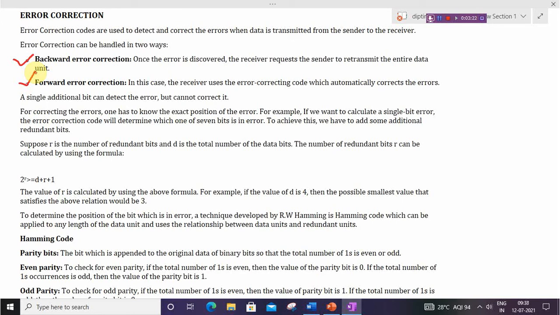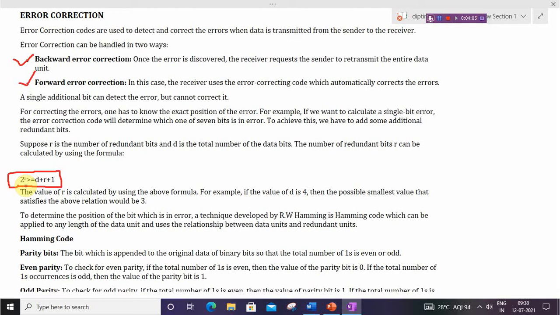Suppose R is the number of redundant bits and D is the total number of data bits. The number of redundant bits R can be calculated by using the formula 2 to the power R is greater than or equal to D plus R plus 1. This is the formula for redundant bits. Here R is the redundant bits, D is the data unit. Means 2 to the power R is always greater than or equal to D plus R plus 1. The value of R is calculated by using the above formula.